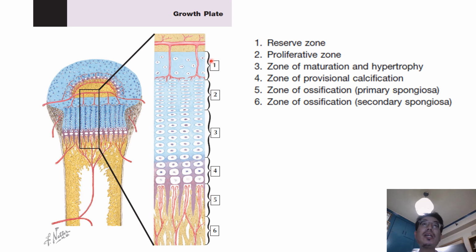Number 1 here is called the reserve zone. 2, containing the most surface area of chondrocytes, is the proliferative zone. Below the proliferative zone is the zone of maturation and hypertrophy, and below it is the zone of provisional calcification. Number 5 here, going deeper, is the zone of ossification for the primary spongiosa, and below it, which is the most ossified layer, is the zone of ossification for the secondary spongiosa. Therefore, we note that as we go deeper into the growth plate, the structure becomes more calcified or ossified.